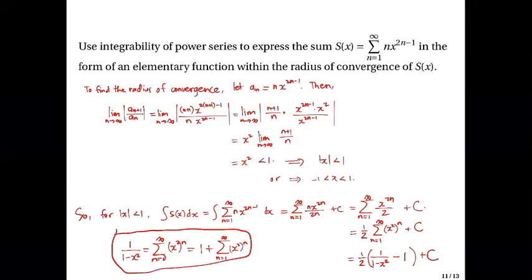But now we want s of x. We don't want the integral of x dx. We want s of x. So what we're going to do to bring back s of x is to differentiate this. We will get the derivative of this, and therefore we also get the derivative of this. Okay?